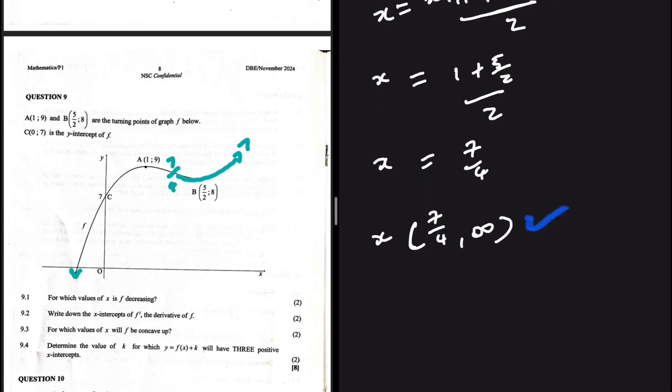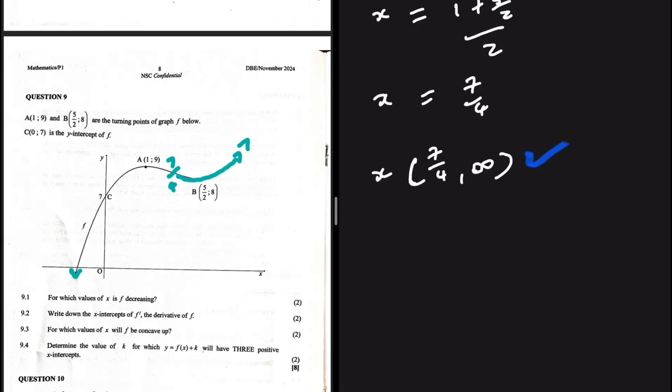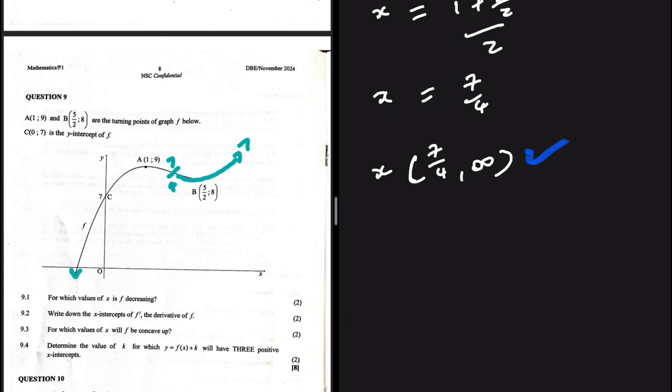And then it is concave down from 7/4 down until negative infinity. Okay, but at 7/4 it is neither concave up nor concave down. It's confused. It does not know what it is. It cannot identify as one between the two. That is 9.3. And then 9.4, the question that we've done countless times.